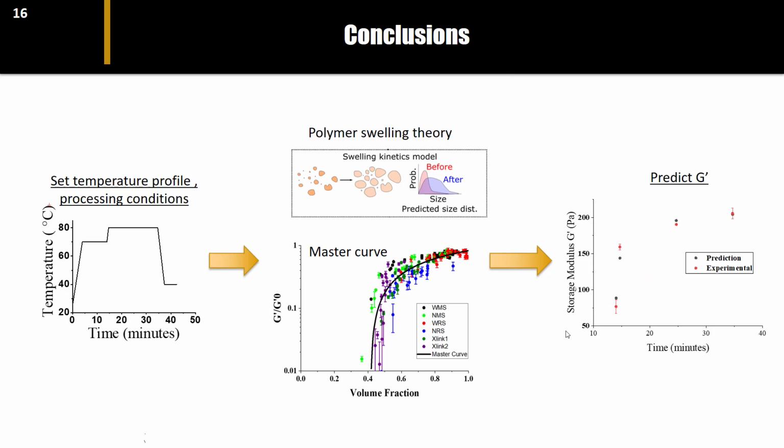So in conclusion, we have developed a methodology to predict the storage modulus versus time for a starch dispersion under an arbitrary temperature profile by using a polymer swelling theory combined with a master curve.